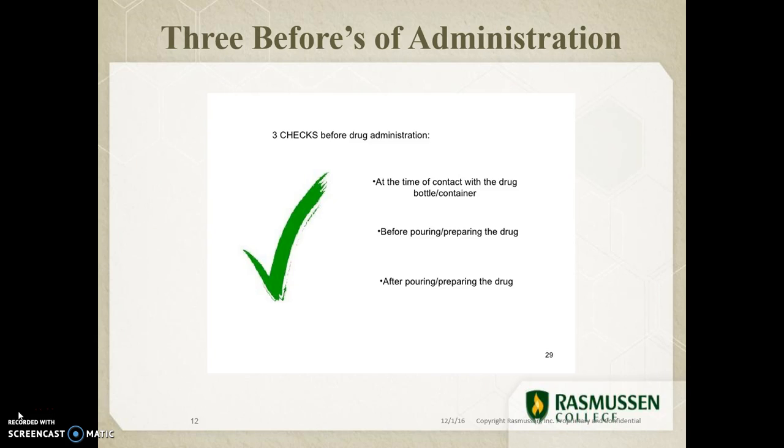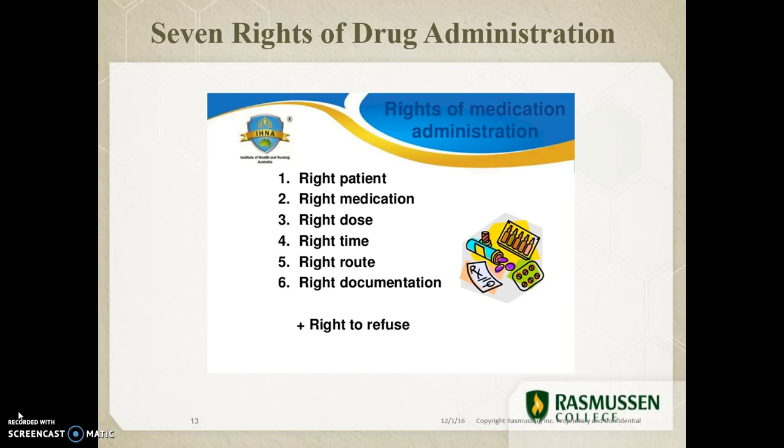Another thing that we need to pay attention to are the 3 befores of medication administration, which simply state that you need to check your medication 3 times: before it's removed from a cabinet, before it's poured, drawn up, or administered, and before you replace it back in a cabinet. Along with doing the 3 befores, you need to make sure you have the 7 rights of drug administration, which are the right patient, the right drug or medication, the right route, the right time, the right documentation, and as always, the patients have a right to refuse.